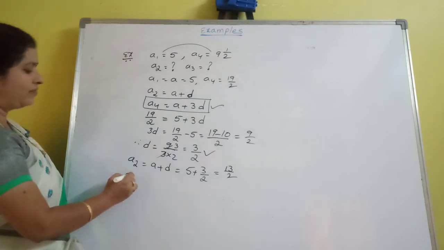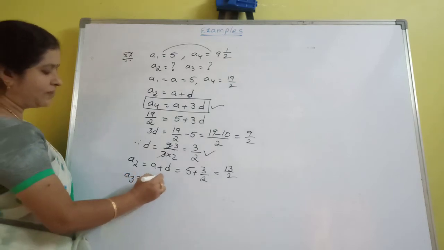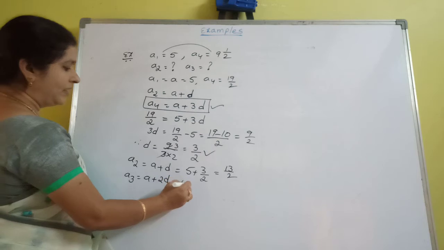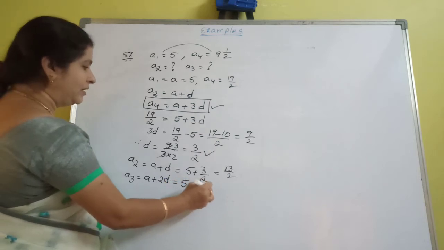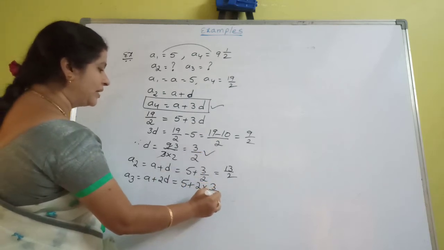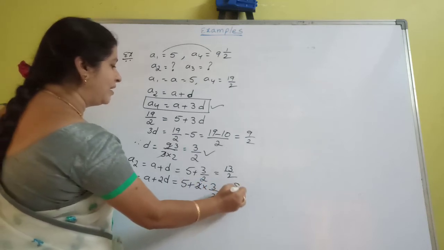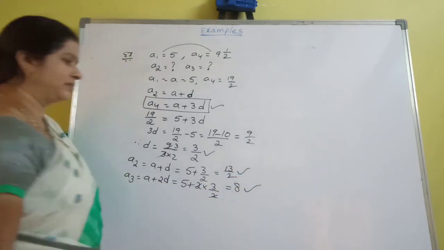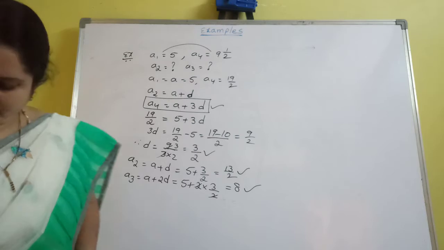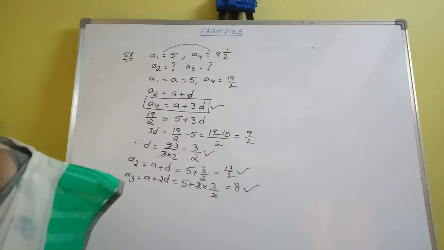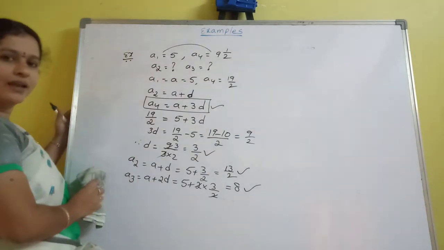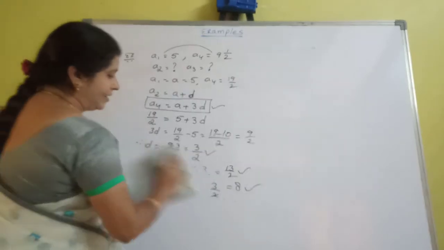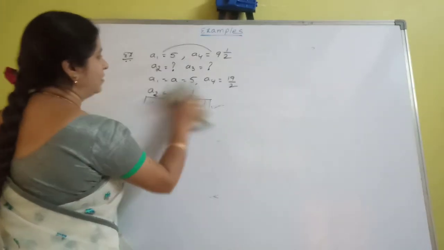Okay. A3 value. What is the formula? A plus 2D. A value 5, D value 3 by 2. 2 gets cancelled. 5 plus 3, 8. So these are the answers. Okay. Clear? Is it clear? Next example.